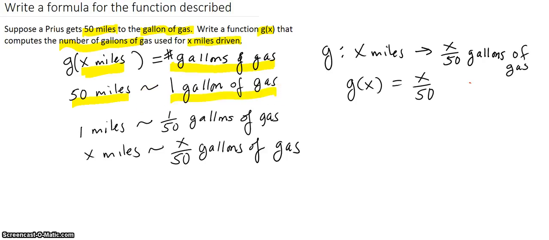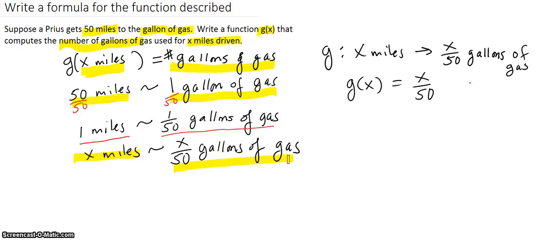So if you divide by 50, then that means that 1 mile corresponds to 1/50 gallons of gas. Then just multiplying both sides by x, you're going to come out with x miles. X times 1 is x. X miles is x over 50 gallons of gas.